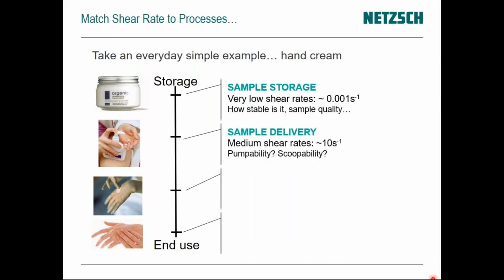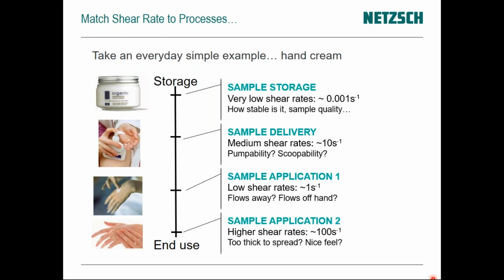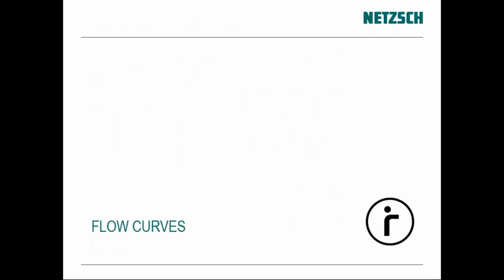And then we're going to pump it out of that bottle. That would be about 10 reciprocal seconds. And you could see here the pumpability, whether it's a low viscosity there or high viscosity. And then there's that moment that you see that sample on your hand. Does it drip off or does it stay put? And that might give you an idea of the aesthetics of the material. And then in this case, you're going to rub it in, right? So how does it feel? Is it sticky? Does it flow easily? How does it rub into your skin? So this would be the life of a hand cream, if you like.